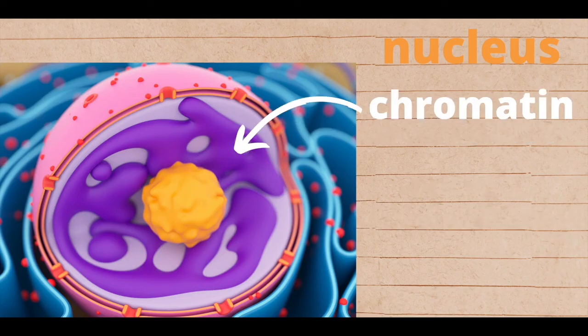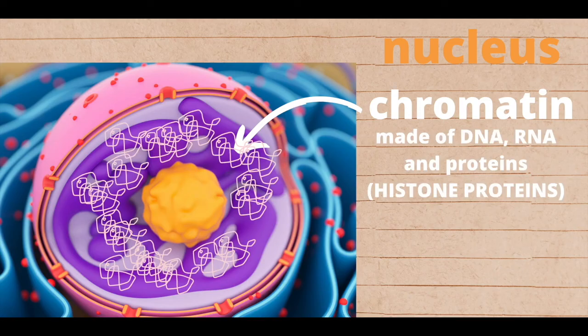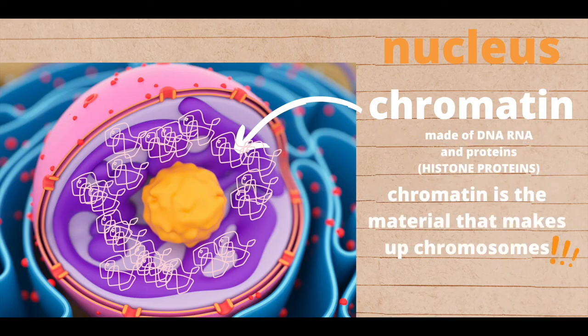So lastly, we have something called chromatin. Chromatin actually looks like this. It's more like squiggly and loose little strings that are inside of the nucleus, and they're made of DNA, RNA, and proteins, specifically histone proteins. Chromatin is the material that makes up chromosomes. So chromosomes are made out of chromatin. So that's it for the nucleus.